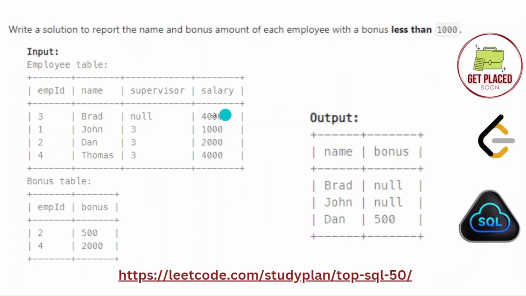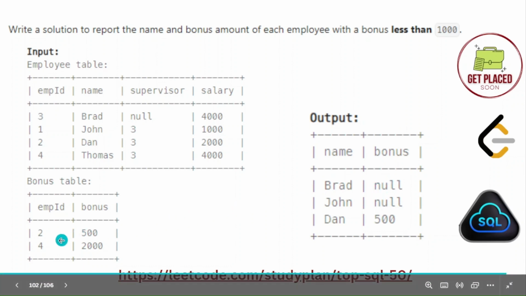Now let's look at this example. Here in the example you can see, in the bonus table few employees are not even there, which means employee 1 and 3 are not in the bonus table, meaning that they did not get any bonus. That is, bonus is equal to 0. When bonus is equal to 0, it is less than 1000 only, right? So we need to mention employee 1 and 3 also as null. So in the output we need them also who are having 0 bonus. We just need to remove those people who are having more than 1000 bonus. We don't want employee 4. We need employees 1, 2, 3.